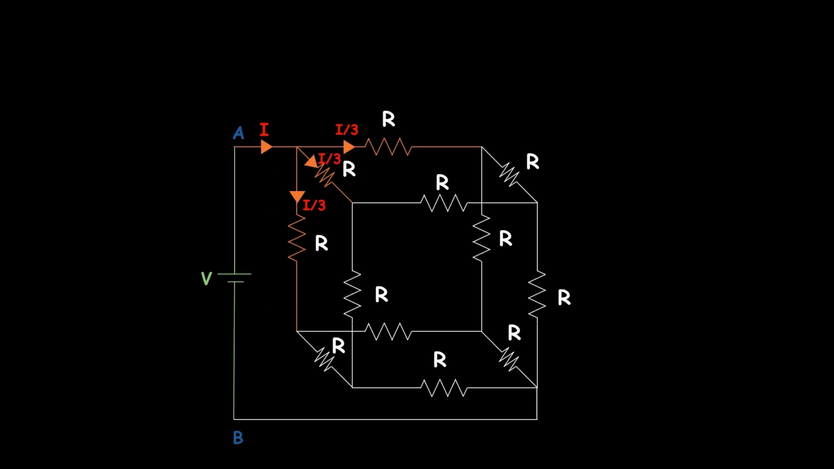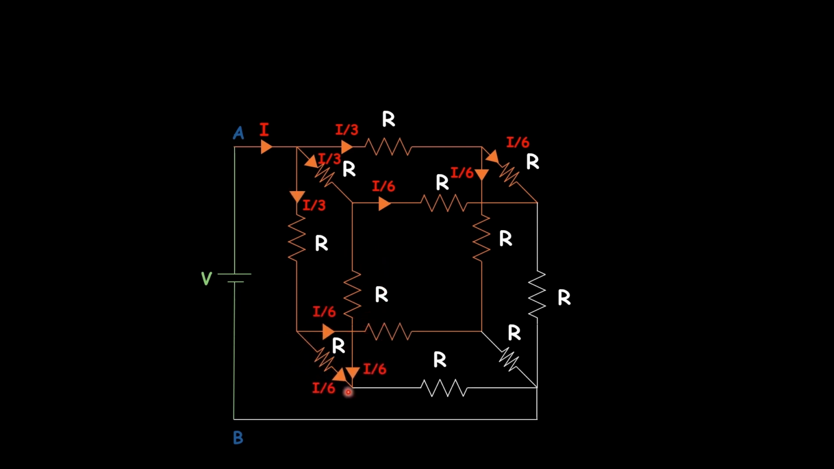These I by 3 currents travel and reach these three junctions. As this I by 3 current reaches this junction, it can go through these two paths. Assume that these two paths also have equal resistance. So the I by 3 current can equally divide along these two paths as I by 6 and I by 6. Similarly, this I by 3 current also equally divides along these two paths as I by 6 and I by 6. Also this I by 3 current divides as I by 6 and I by 6.